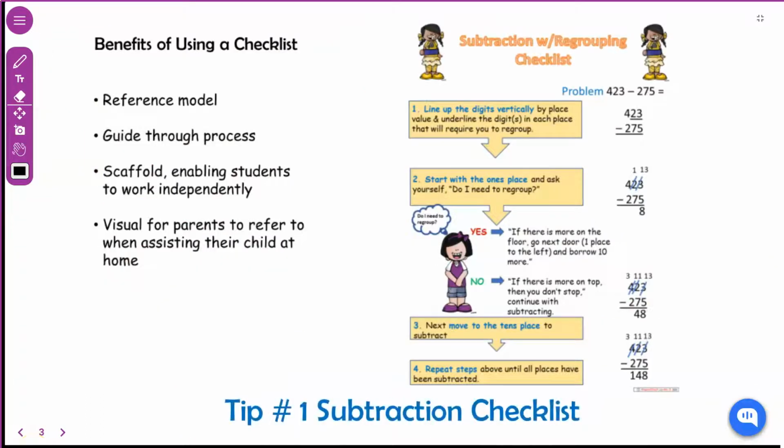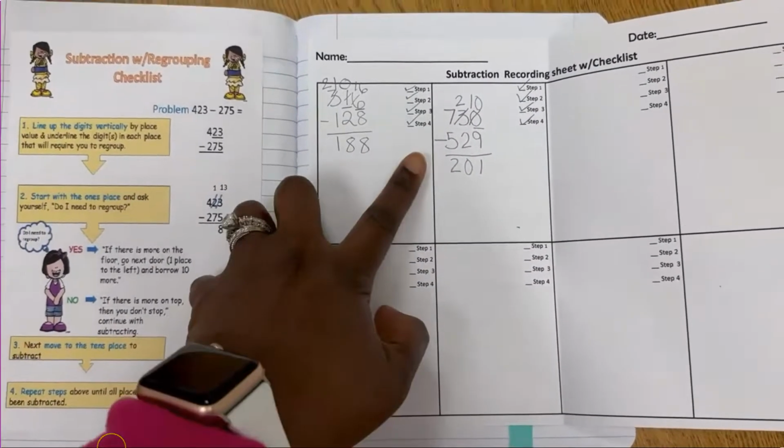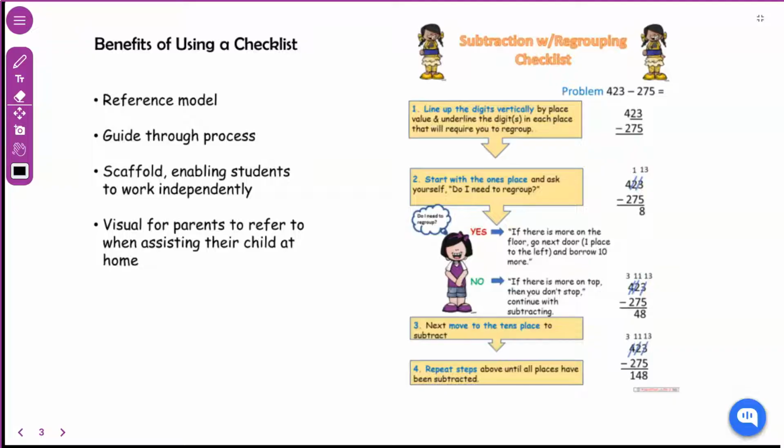Tip number 1. Give each student a copy of a checklist that they can keep in their math journal or notebook for easy reference. As part of your guided instruction routine, checklists provide step-by-step directions for students to follow as they work through each problem. It also serves as a reminder for students of what to do when they get stuck through the subtraction process.